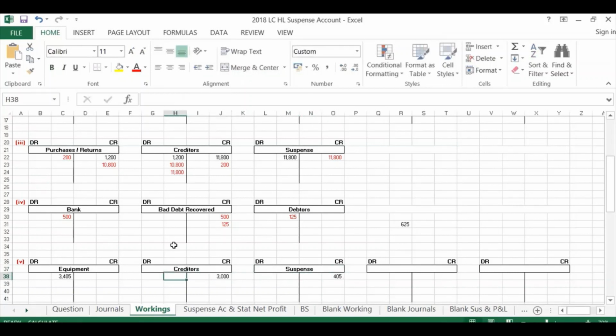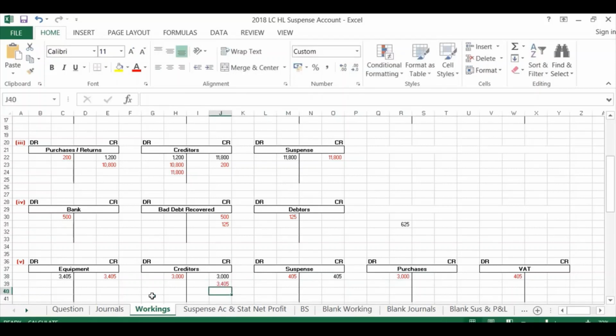Now that is incorrect, so I'm going to fix that by just doing the opposite. So I'm going to credit equipment with 3,405, debit creditors with 3,000, and debit suspense with 405. Because that's corrected, now we have to put in what he should have actually done. He should have debited purchases with the VAT exclusive figure, the 3,000. He should have debited VAT with 405, because you can claim that back on purchases, which would be an asset. And he should have credited creditors with the full amount, which is 3,405.